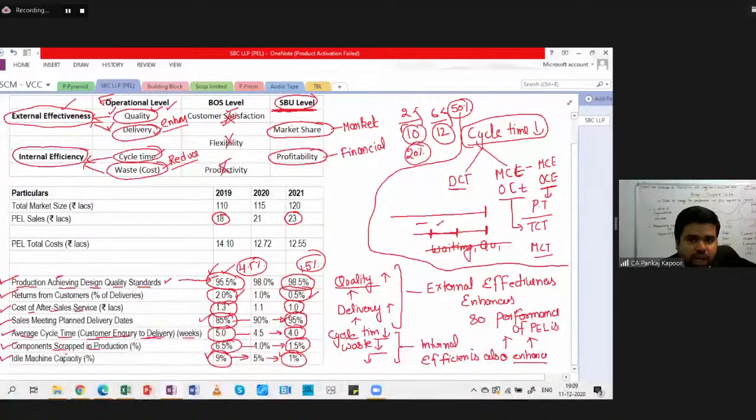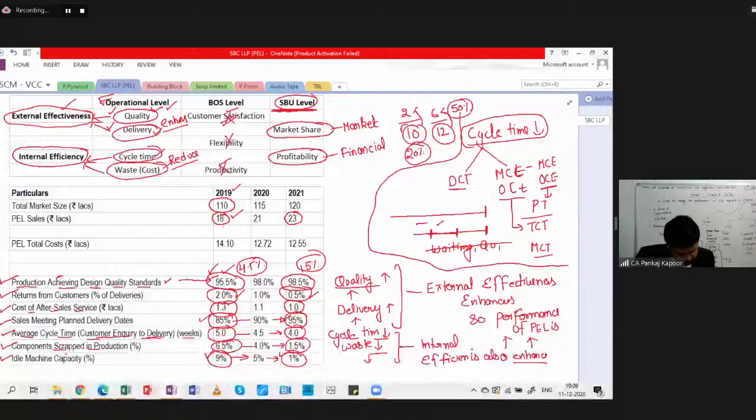Firstly, we'll measure the market share. How will we measure the market share? In the total market, the sale of 110 lakh rupees happened in year 2019, and our share was 18 only. Can you tell me the market share? Quickly tell me the market share for the year 2019. I'm waiting for your answer, friends.